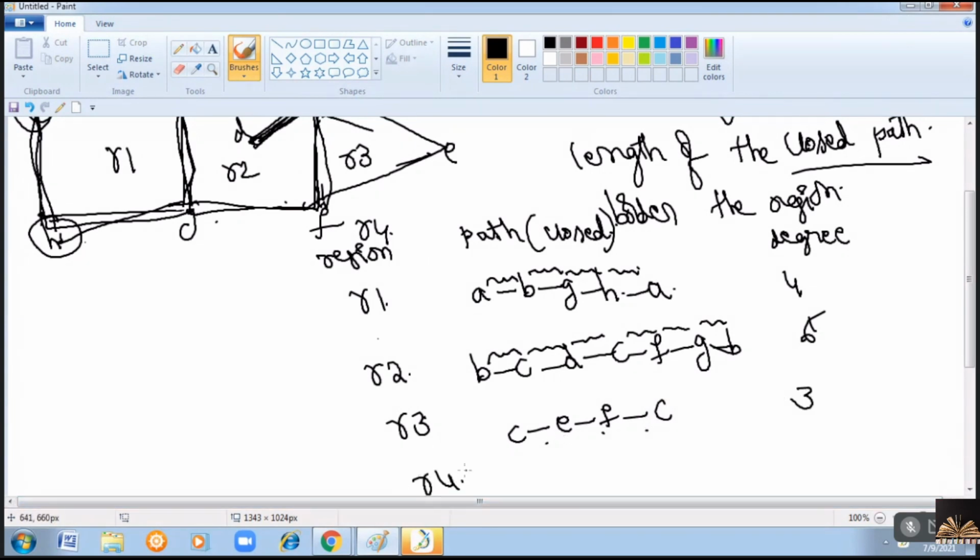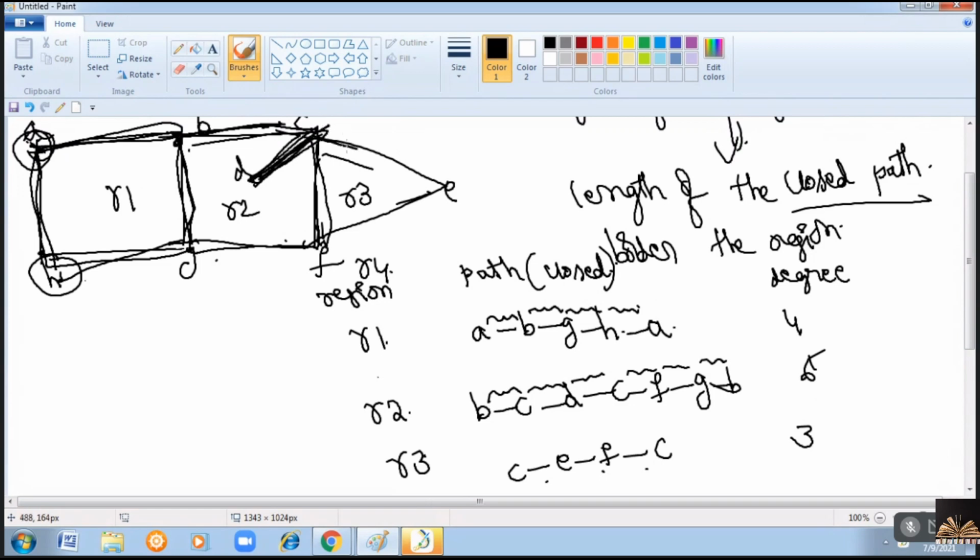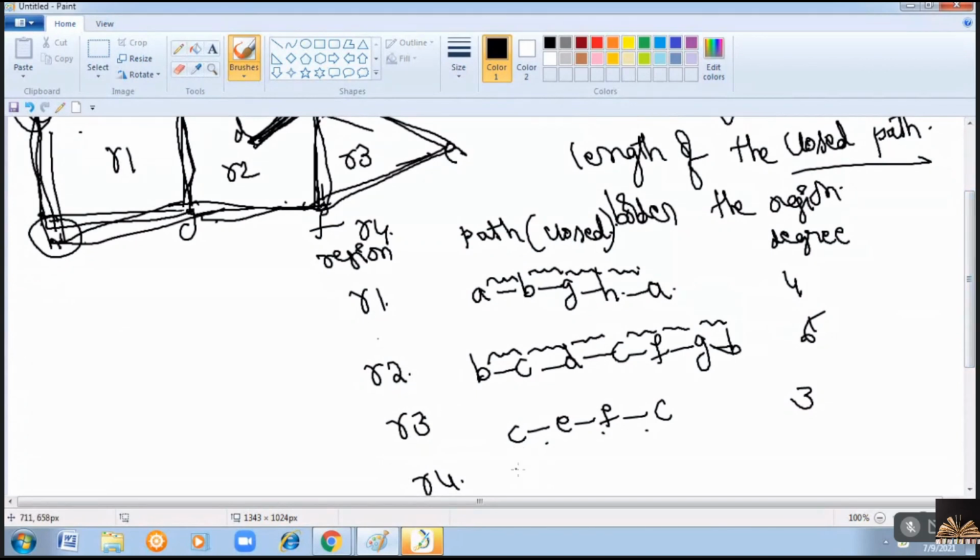Now coming to region R4, what is the length? The region for R4 is the exterior region. What is the enclosed path for the exterior region? A to B, B to C, C to D, D to C, C to E, E to F, F to G, G to H, and H to A. That is the enclosed path for the exterior region. Let me write the path: A to B, B to C, C to D, D to C again, C to E, F, G, H, and A. Am I right?